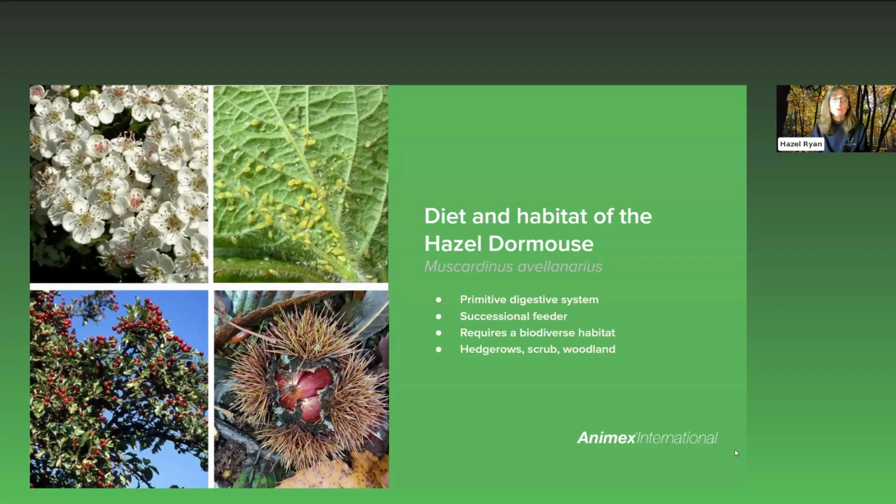And we tend to think of typical dormouse habitat as being ancient woodland, but they're also found in unshaded scrub, early successional woodland, hedgerows, even gardens, conifer plantations, heathland, really anything that's got a complex structure that they can move through and build their nests in. Next slide, please.